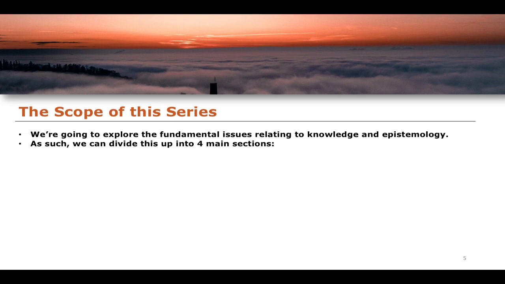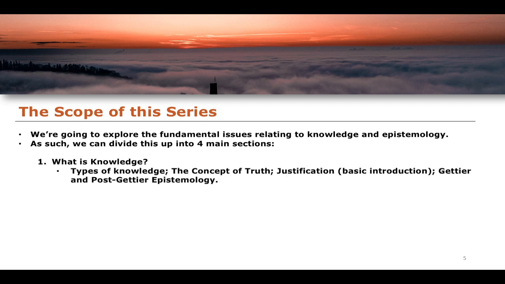As such, this is going to be divided into 4 main sections, each of which containing a number of different lessons therein. The first section is going to ask the question of what actually is knowledge. This gives us some indication of the kinds of issues that we're going to talk about here, so things like the concept of truth, the types of knowledge, a basic introduction to the justification of knowledge, as well as something known as Gettier epistemology and post-Gettier epistemology, one of the most fundamental and foundational theories relating to the existence of and the classification of knowledge itself.